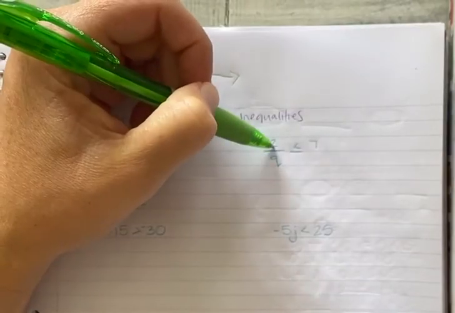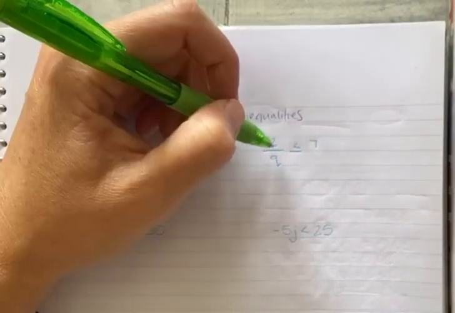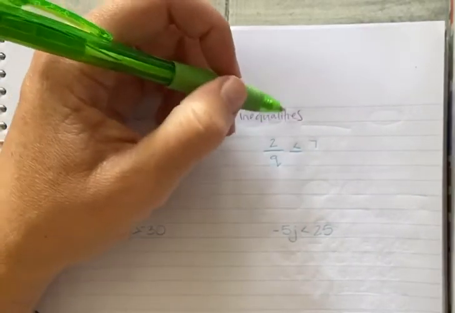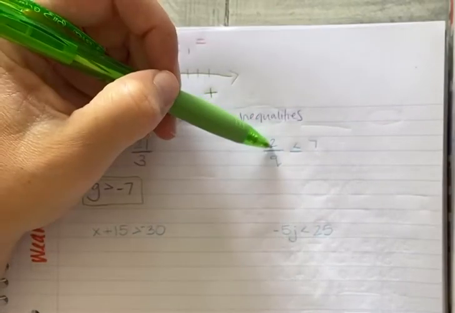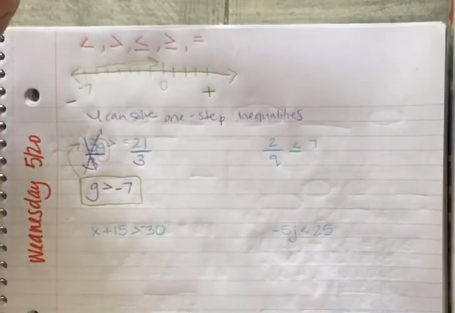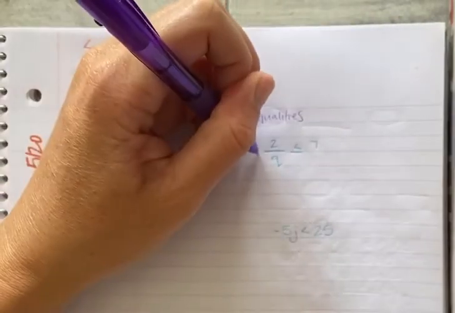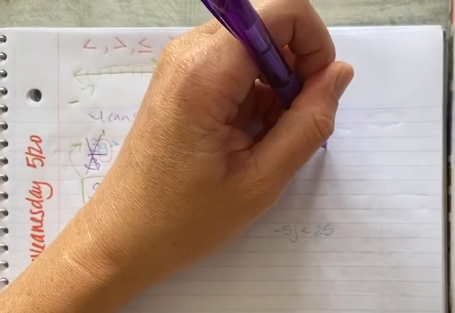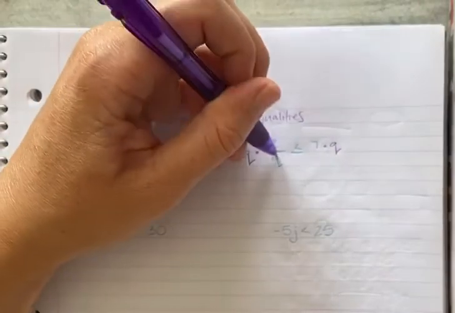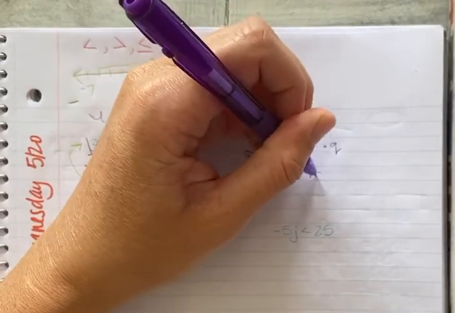Here we have 2 divided by q is less than or equal to 7. Now we're dividing by q here, okay? So this one is actually a little bit funky because usually we don't divide by a variable. But in order to move through this, we're going to have to actually move the variable. So if we have 2 divided by q, if I were to multiply by q on one side and multiply by q on the other side, these q's cancel out. And now I have 2 is less than or equal to 7q.